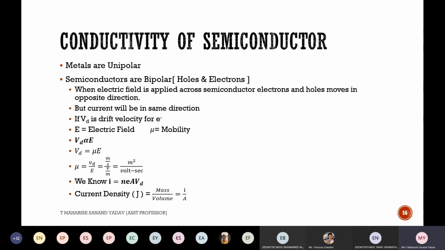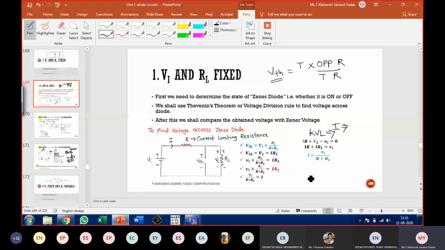Simply you need to find VTH first. The formula is total voltage times opposite resistance by total resistance. From this, I'll get VTH. Or else you can go with the normal rule: if you apply KVL, you'll get the current within that loop. Once you get the current within the loop, you can find all the voltages like VR, VL, VTH. As it is a closed loop, the current will be the same, which is nothing but I.